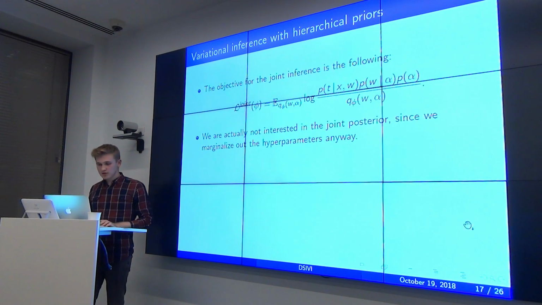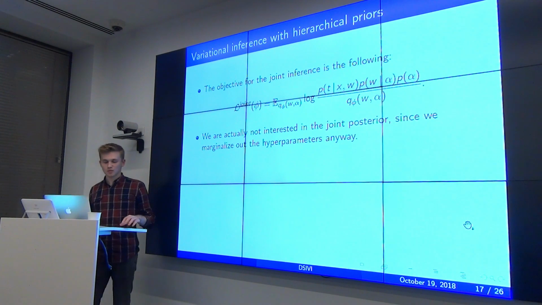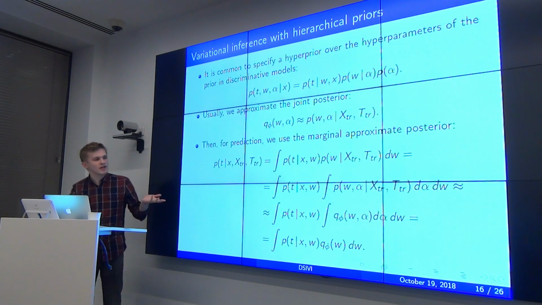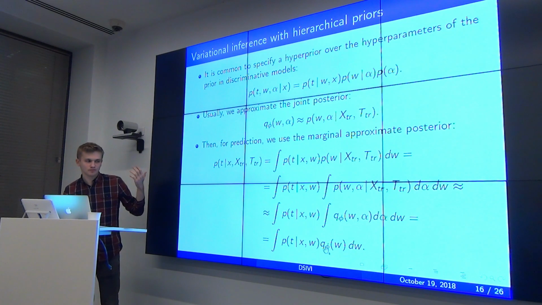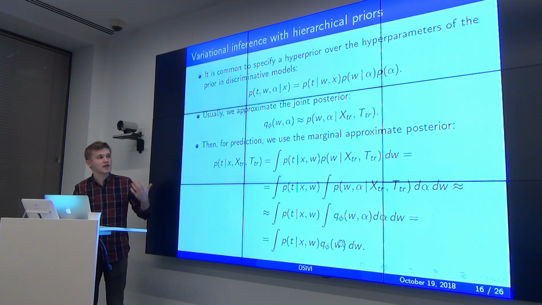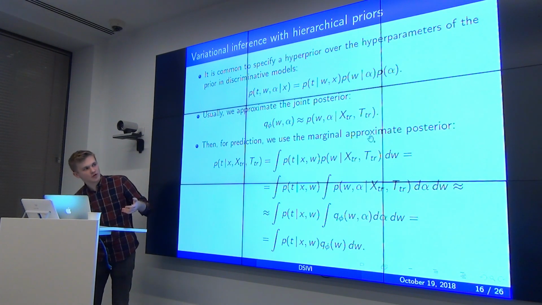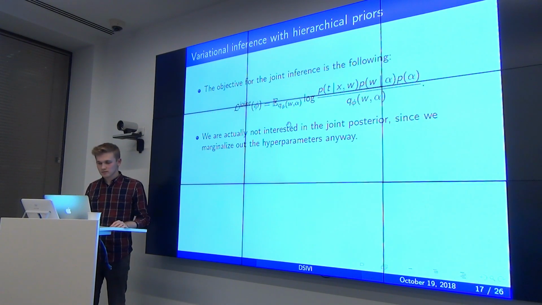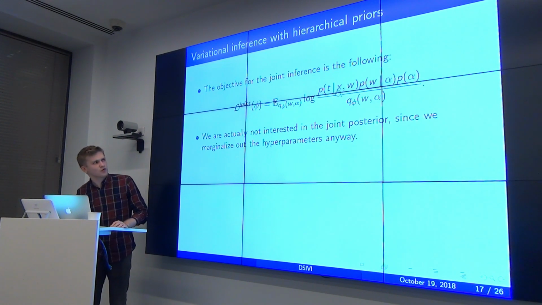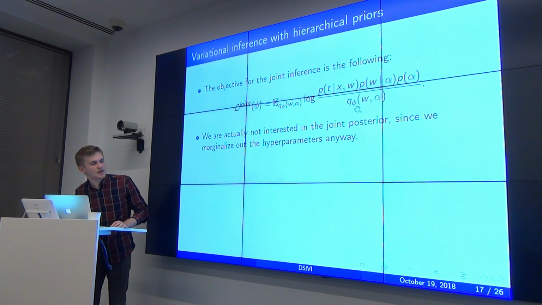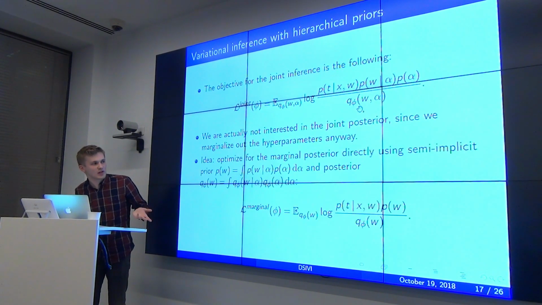But it might not be something that we would really like to do, because we are only interested here in the distribution over the parameters. We're not interested in the distribution over the hyperparameters, right? So why would we do joint inference here? The objective for joint inference looks like this. Here we have the joint distribution over parameters and hyperparameters and the approximate posterior. But what we really want to have is something like this.